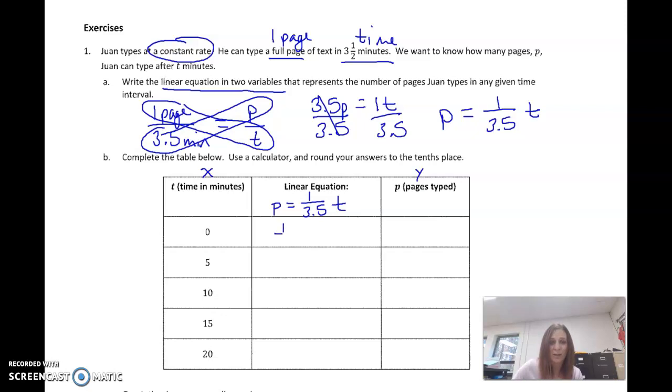So in 0 minutes, he's going to type 0 pages. That's the proportional relationship right there, 0, 0.